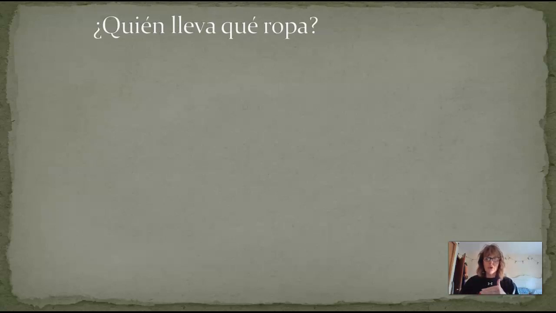Remember, we learned the word corto, so largo and corto. So pelo largo, pelo corto. So pantalones cortos also. All of this, top to bottom, la ropa, repitan.